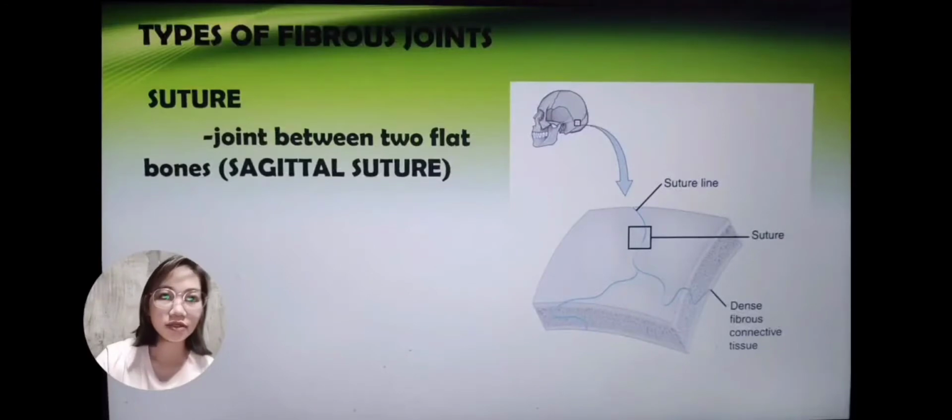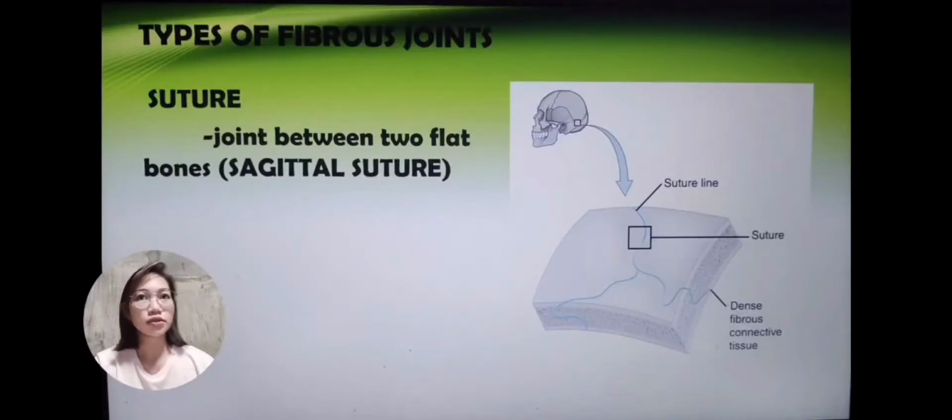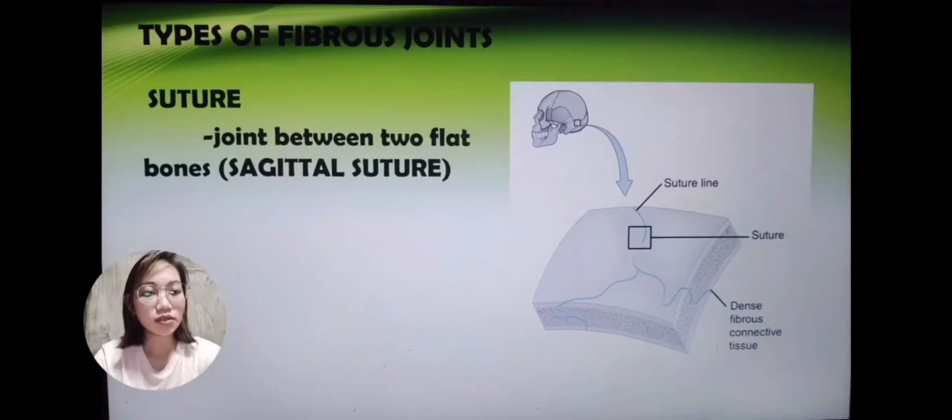And now let's proceed to the types of fibrous joints. First is the suture. The suture is the joint between two flat bones, as between the left and right parietal bones or the sagittal bones. Ayan, kung makikita natin dito sa image, yung nagko-connect sa dalawang flat bones, yun yung tinatawag natin na suture.